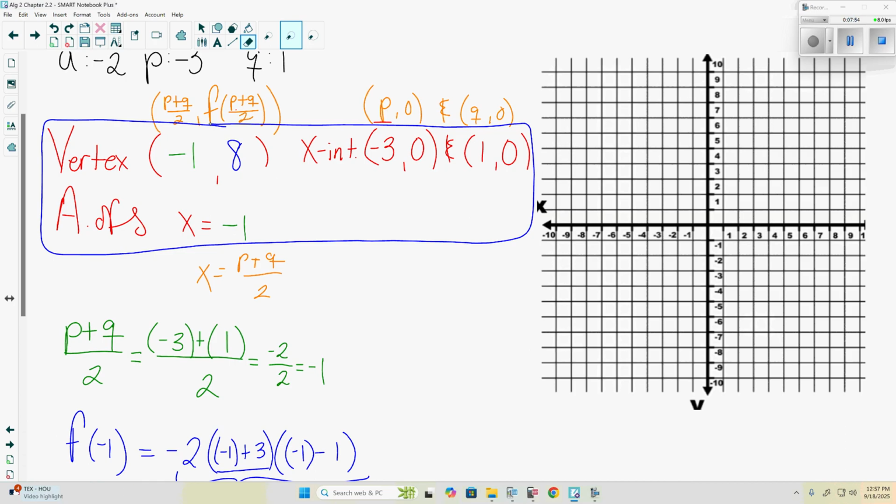Now we'll go on and graph this one. I'll go on and graph it here. Now we know the vertex is the point negative 1, 8. We get this point. The x-intercepts are negative 3, 0 and 1, 0. Our axis of symmetry would cut it in half. And we get something that looks like this here. Gives us a rough idea of what it looks like. It might be a little steeper, a little narrow, or it might be a little wider, but we get a good estimate of what this is.